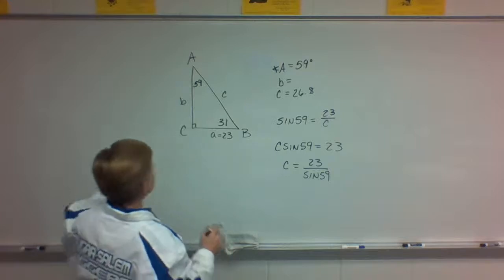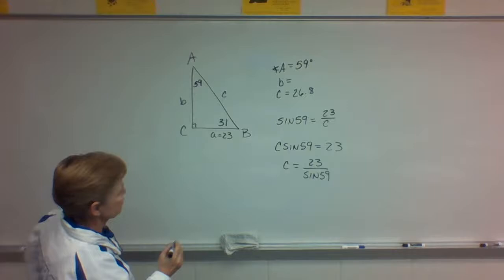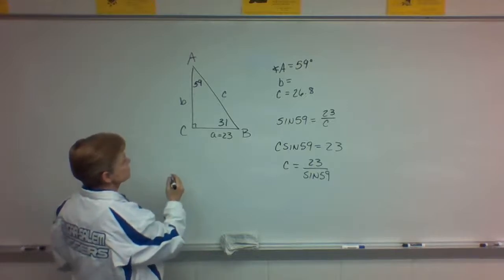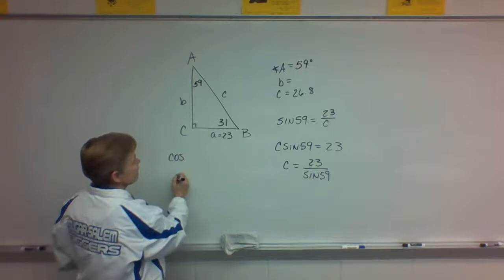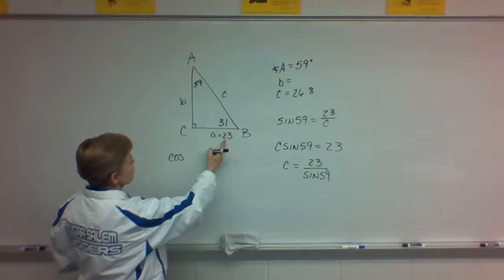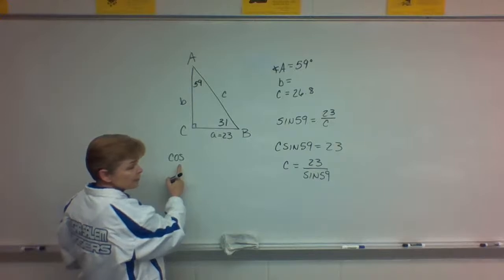So how can I use one of these two angles and this 23 to get at B? What function? Oh, I heard cosine. Cosine of what? Never, never, never of a side. Cosine, sine, tangent, secant, cosecant, cotangent, they are always of an angle. Do you want to use cosine here? I would say a C. Yeah, cosine of 31, right?